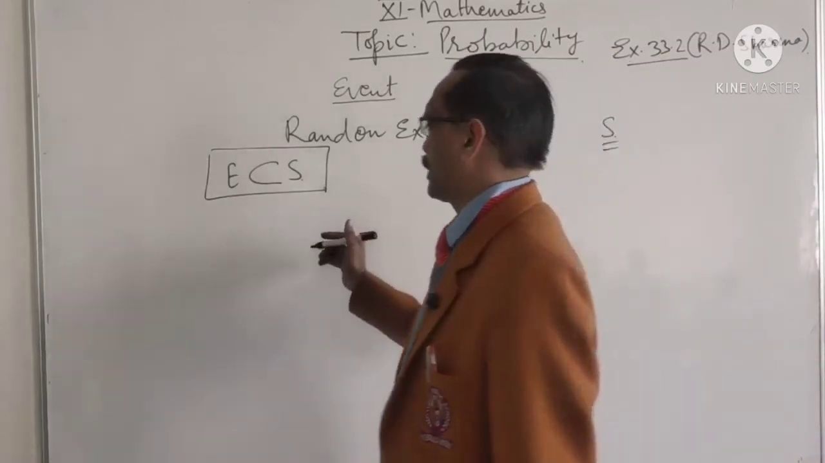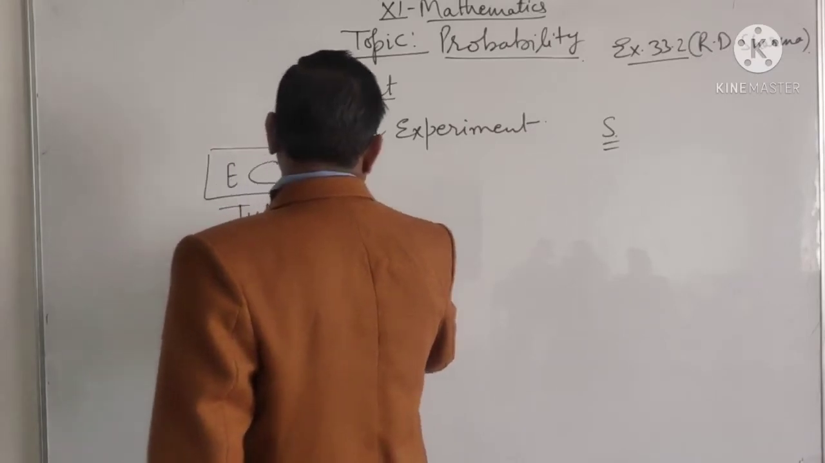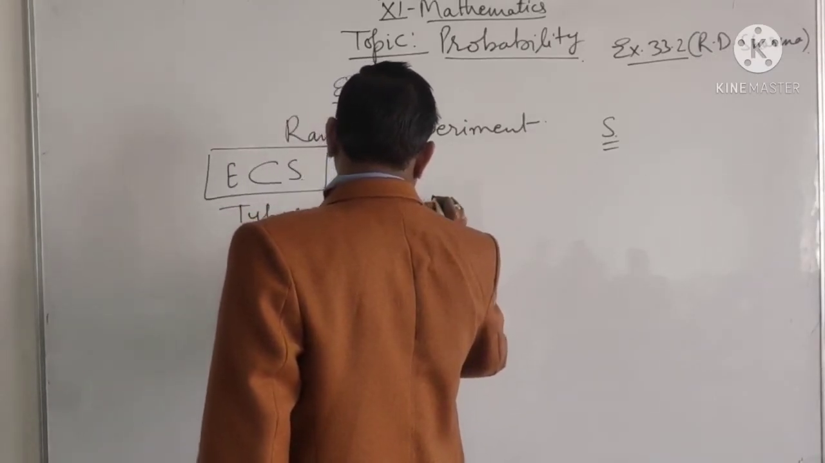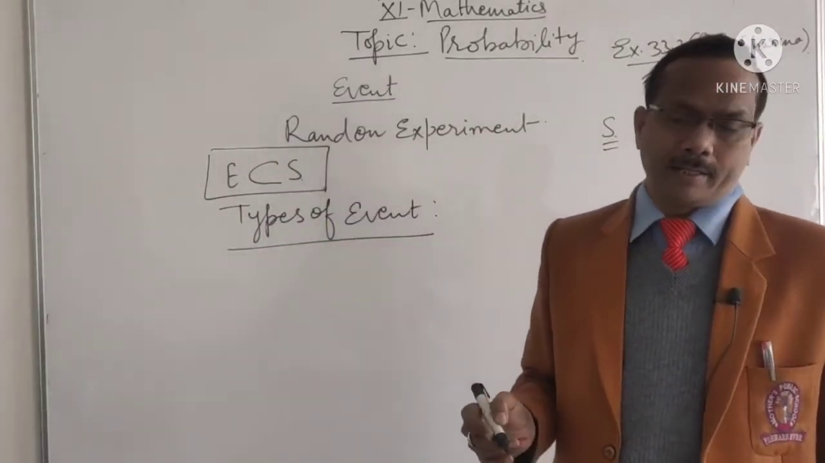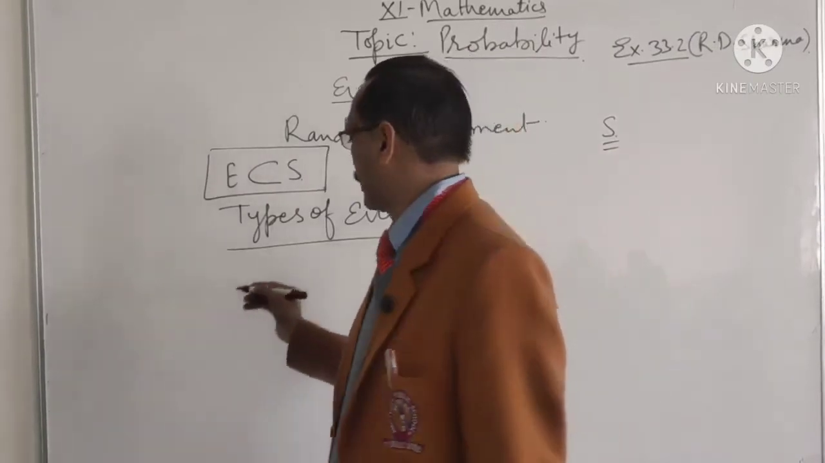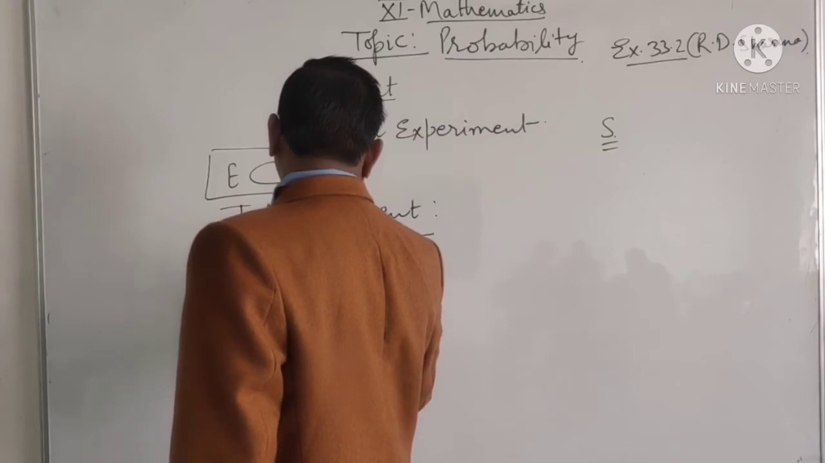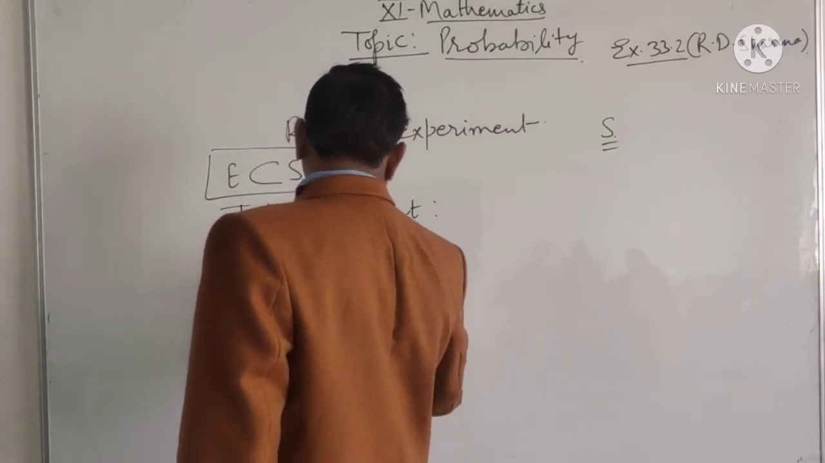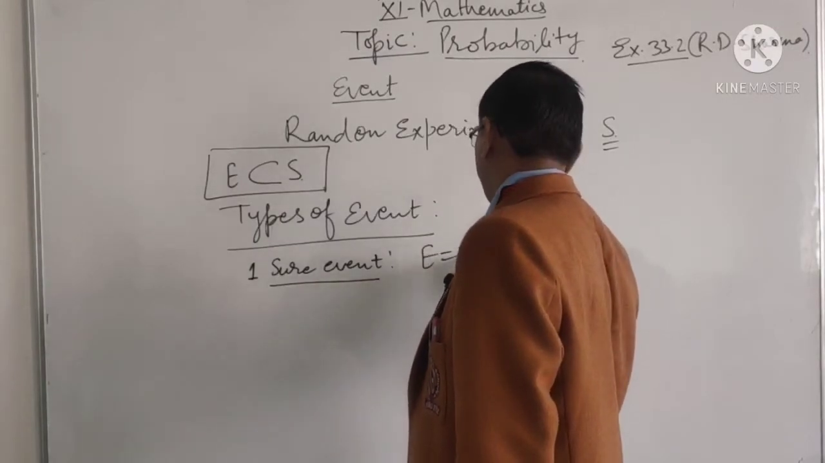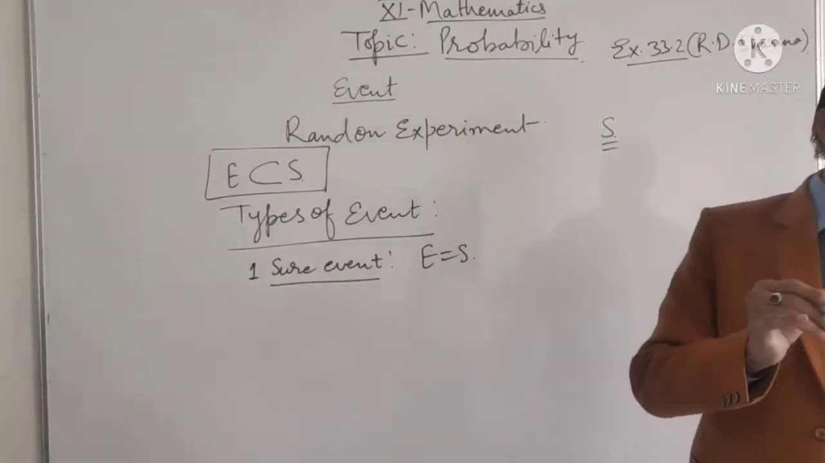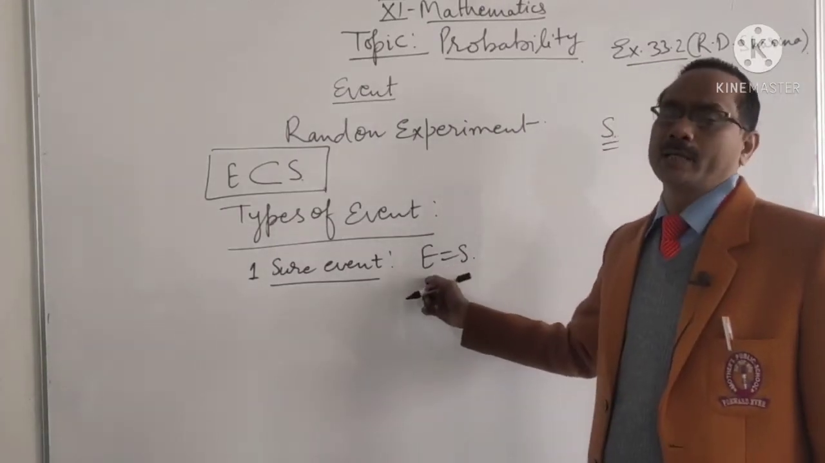Now there are types of the event. First, there is a sure event. When the event is sure, in that case, E equal to S. And probability for this particular event is 1, because in this case, E equal to S.